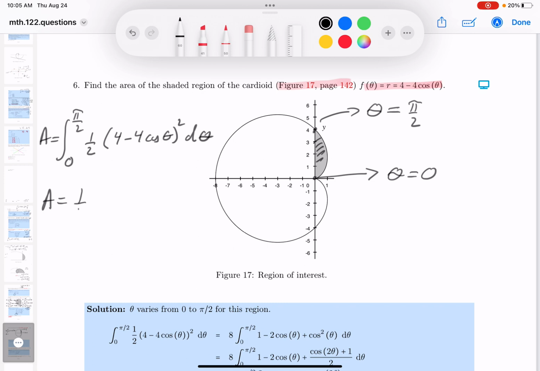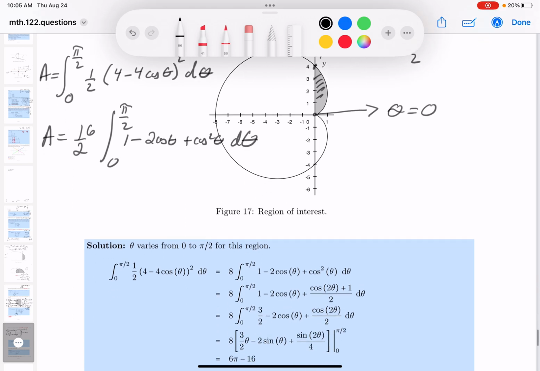I'm going to pull a half out. 4 I'm going to pull out, it's 4 squared, which is 16. It's going to be 0 to pi over 2. I have (1 minus cosine theta) squared now. That's going to be 1 minus, this is deja vu all over again, 2 cosine theta plus cosine squared theta d theta. All right, so let's keep moving along. 16 divided by 2 is 8, from 0 to pi over 2.